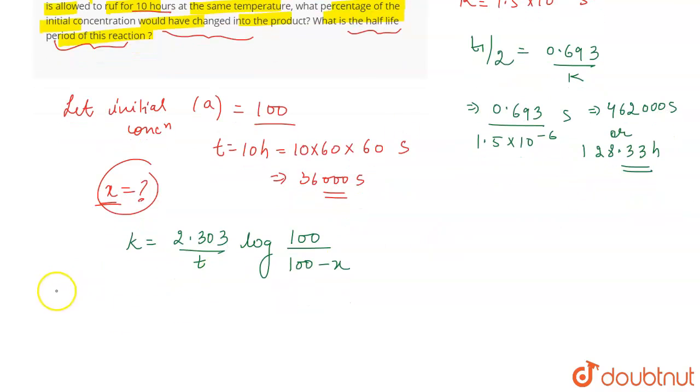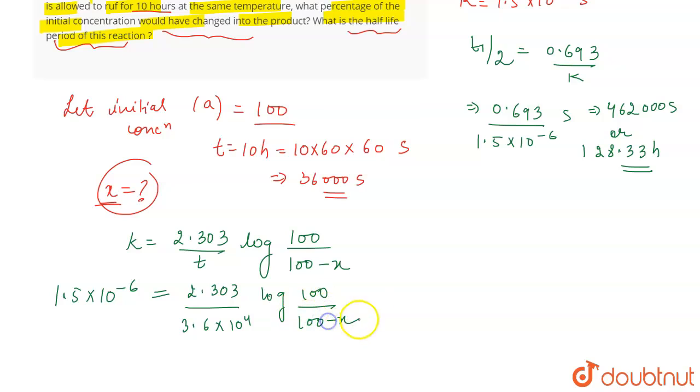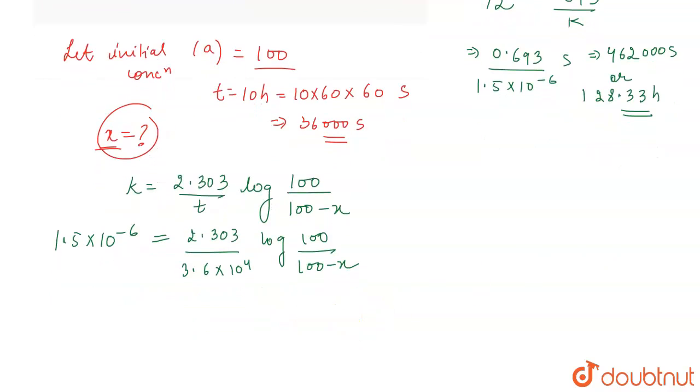The value of k given to you is 1.5 into 10 to the power minus 6, which is equal to 2.303 divided by the time, 36,000, which will be 3.6 into 10 to the power 4 seconds, right? Log of 100 divided by 100 minus x. Now, when we will calculate this, the value of x will come out to be equal to 5.2, right? The value of x will come out to be 5.2.